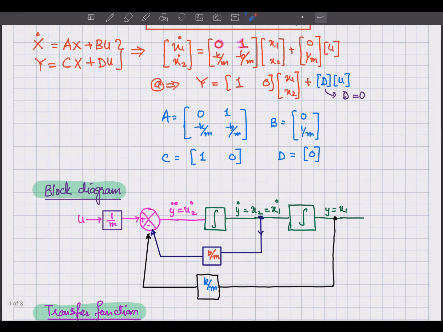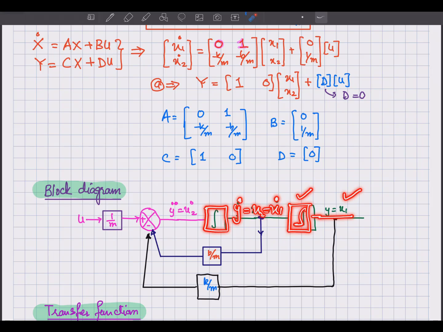Now moving towards the block diagram. So for the block diagram we have two state variables, x2 and x1. So let's suppose that y is equal to x1. So this is the integration, and over here will be x1 dot. If that is integrated, you will get x1. So what is this x1 dot? This is basically equal to x2, and that is equal to y dot, right?